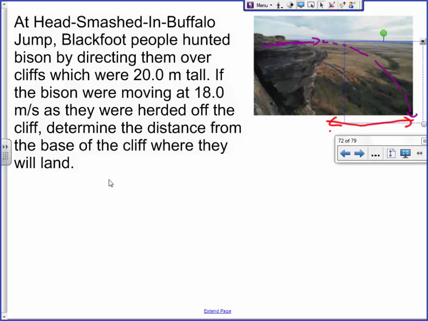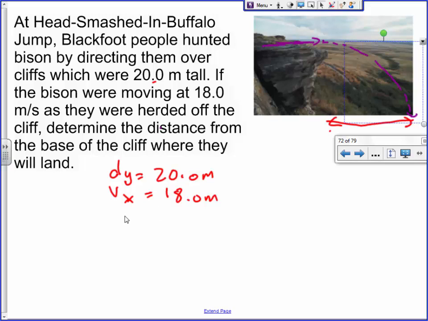We need to know some variables. 20 meters tall. What is that? Distance in y, 20 meters tall. The bison are moving at 18 meters per second. Good. And I can probably skip the initial in the x direction, because really that is the speed they're always traveling in the x direction. They're not going at different speeds, right? Okay, that's all we were given.